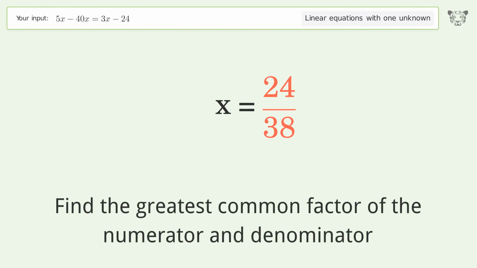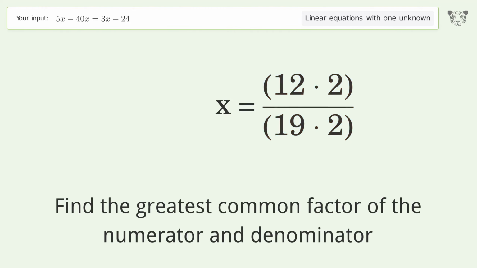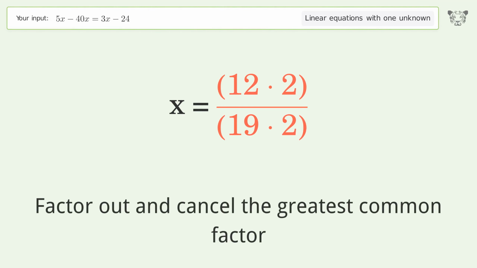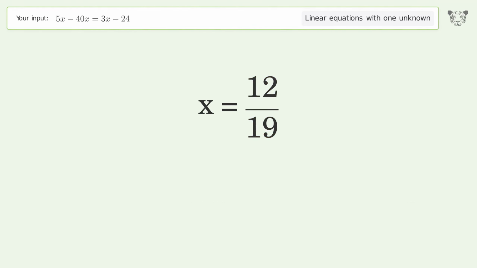Find the greatest common factor of the numerator and denominator. Factor out and cancel the greatest common factor. And so the final result is x equals 12/19.